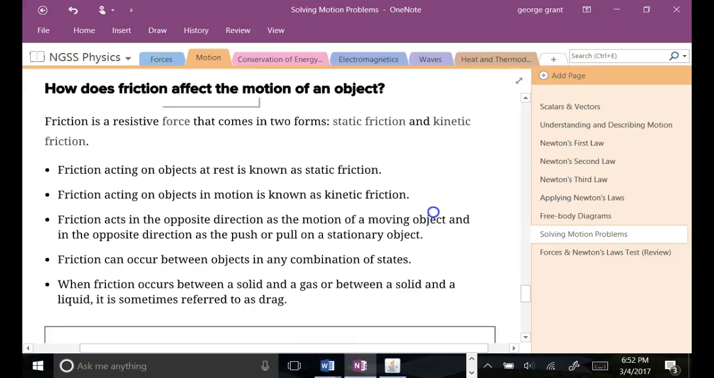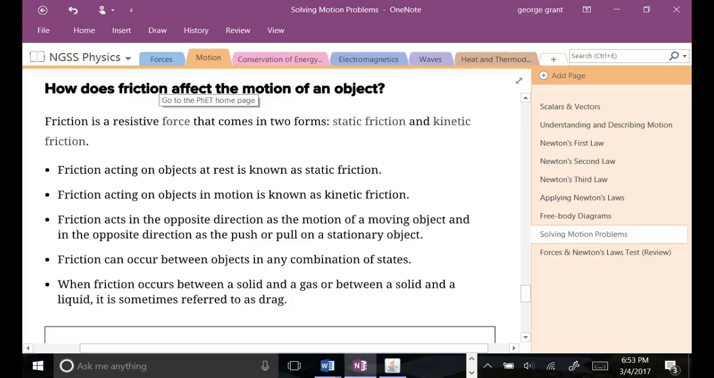How does friction affect the motion of an object? Friction is a resistive force that comes in two forms, static and kinetic. Usually the static friction is when an object is not moving relative to a surface and it's a little higher. Kinetic friction is typically when the surfaces are moving relative to each other and is a little bit lower than static friction. Friction acting on objects at rest is known as static friction. Friction acting on objects in motion is known as kinetic friction. Friction acts in the opposite direction as the motion of a moving object, and in the opposite direction as the push or pull on a stationary object.